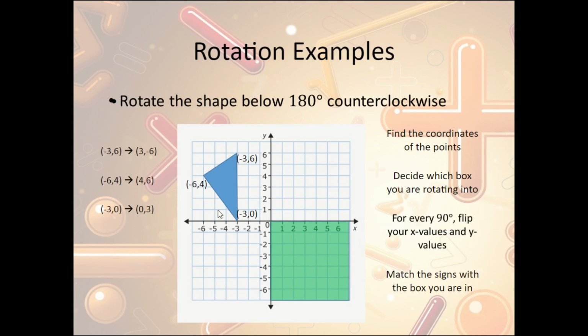And then now we need to match the signs. So over here we have positive x's and negative y's. So we have positive x's, negative y's. And then we plot each of those points and then draw in our triangle. And notice now it's a perfect rotation.